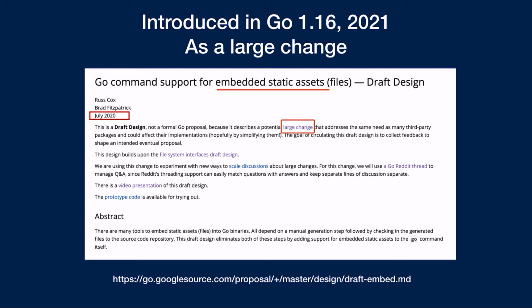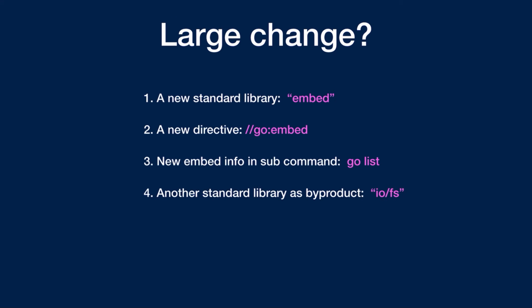And I would like to talk about history for a little bit. Go Embed was introduced in 2021 in Go 1.16 as a large change. Russ Cox, the Go tech lead, even posted a draft design and a video about it. I'll link the doc and the video below. But why is that so big?